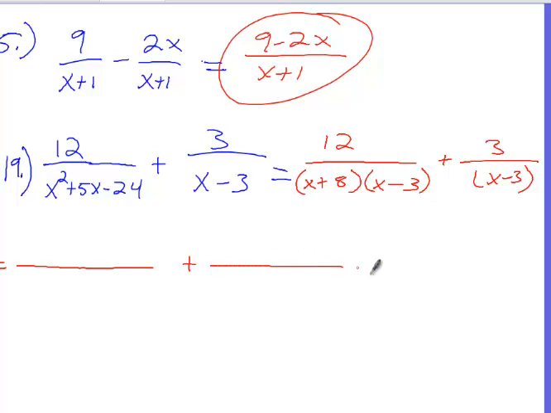So what are the factors I have under the left-hand fraction? What are the factors?